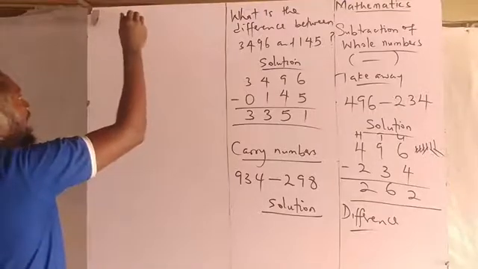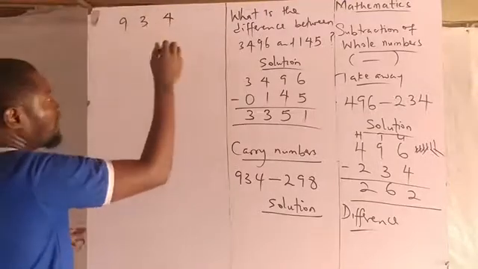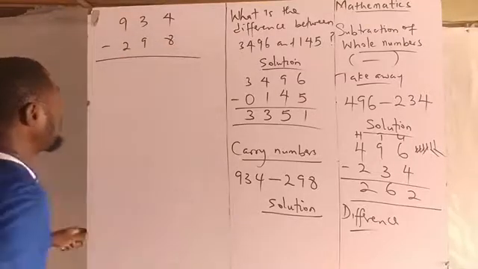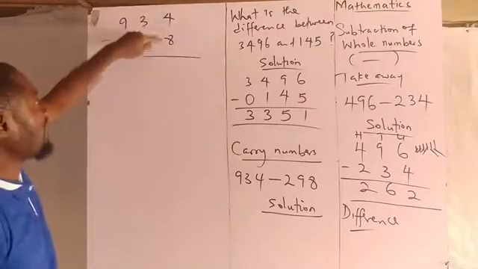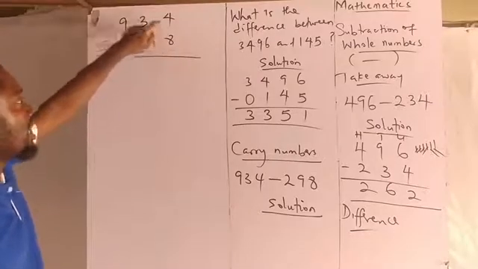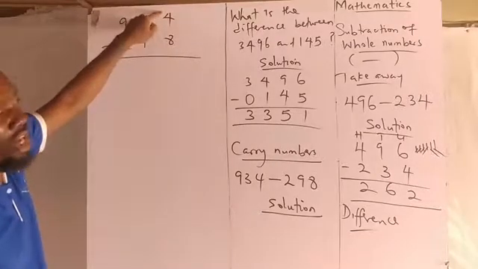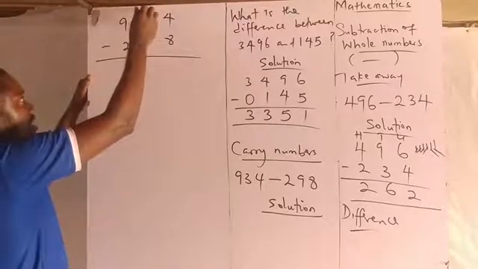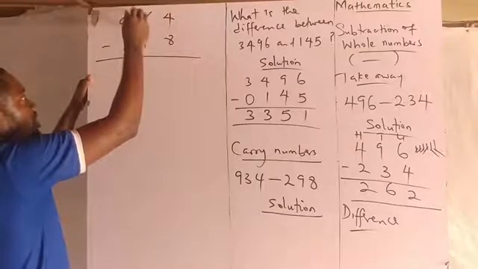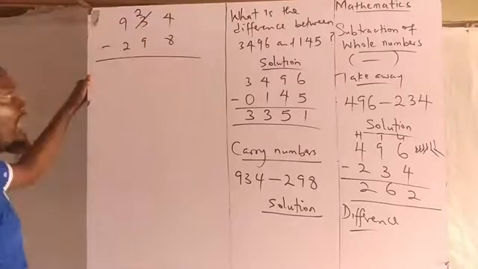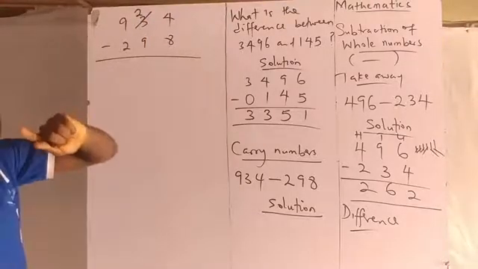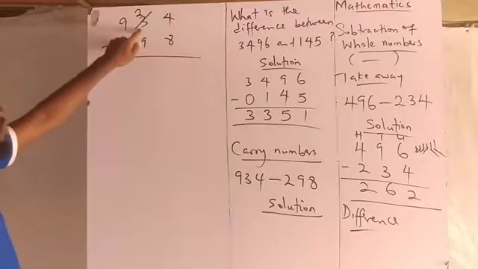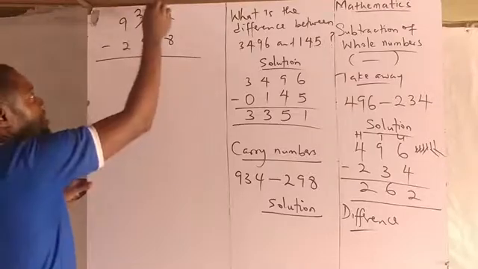You have 934. You have 298. Put your operation sign, take away. Now you start, 4 take away 8. Can you take away 8 out from 4? It's not possible. So you borrow from the preceding number you have here, 3. Borrow 1 from 3, you'll be left with 2. But the one you borrowed is 10, because this number is a base 10 number. So add it here, that will become 14.